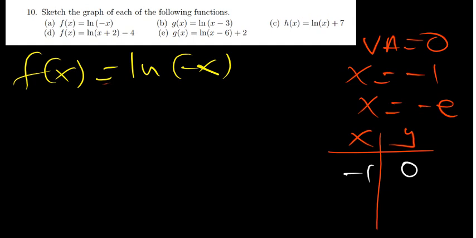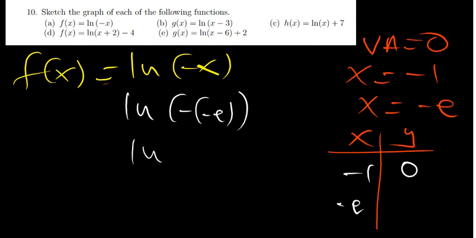Next, if this is negative e, what will be our answer? This is going to be ln of negative negative e, which is ln e, because the negatives cancel. So here there is the e. So that one is going to give us 1.